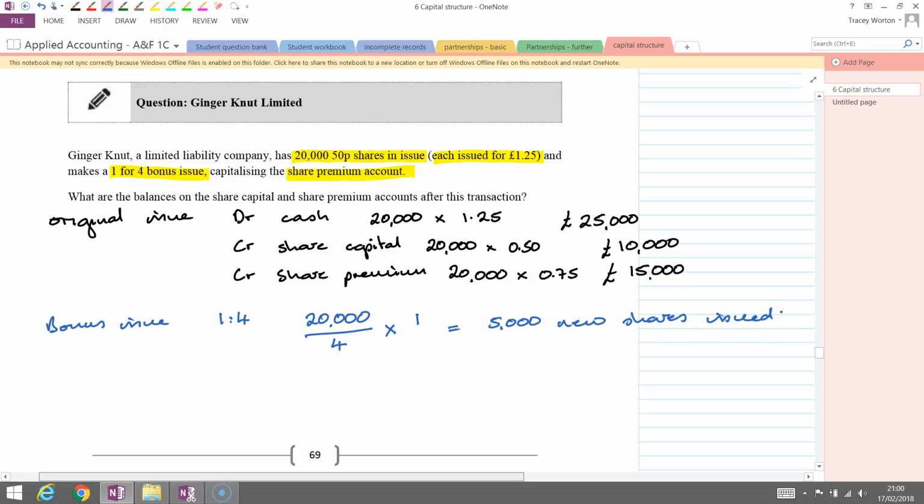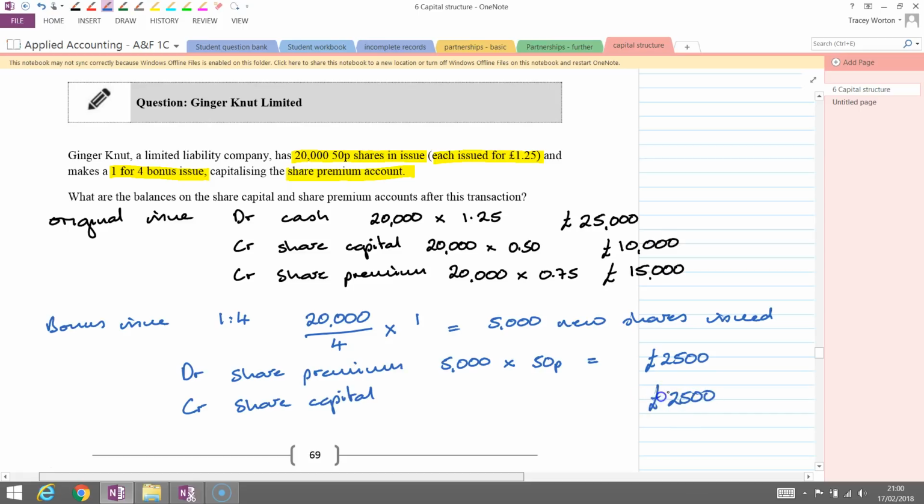So it says that we are to utilise or capitalise the share premium account, so we're going to take the value out of the share premium. So we're going to debit share premium with the 5,000 shares at nominal value, so at 50p value. So we're going to transfer 2,500, and we're going to credit share capital to reflect these new shares being issued at nominal value of 2,500.